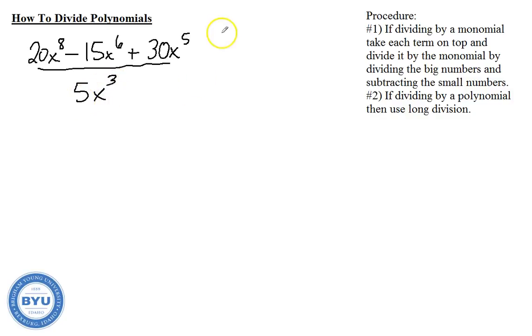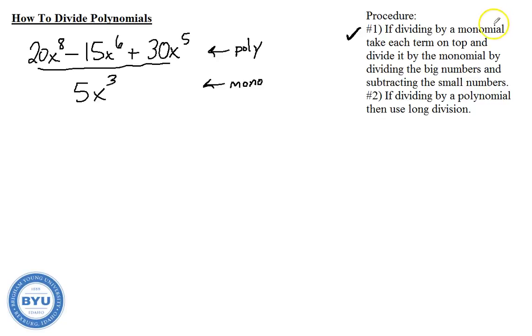In this situation, we have a polynomial on top. It's got three terms. And on bottom, it is a monomial. It only has one term. And if you're only dividing by one term, then that's one of the easier ones. Basically, we've written a procedure over here to help you with it.